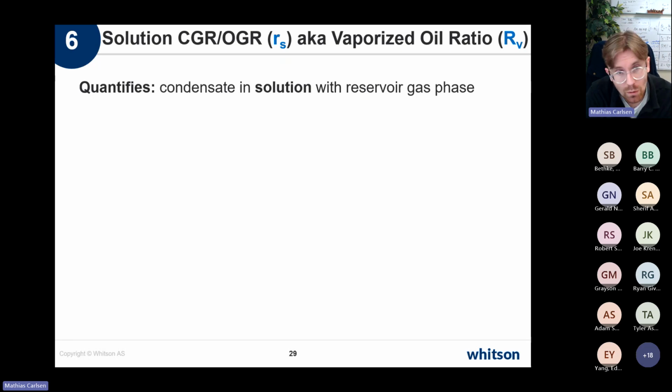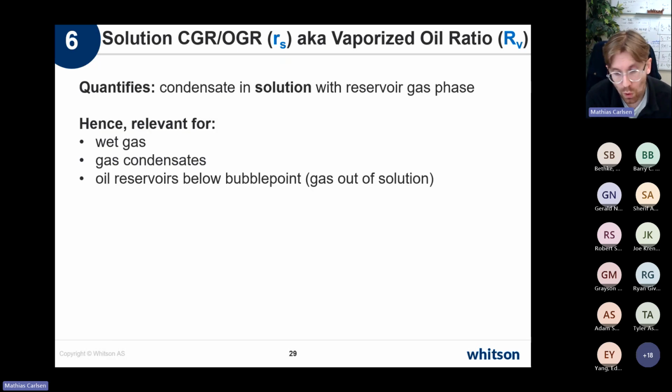And it will actually also be relevant for oil reservoirs. That might not be intuitive for everyone here. The reason is that once the oil goes below the bubble point, gas comes out of solution, and that gas can have a lot of condensate in solution. So it's relevant also for oils, and more relevant for a volatile oil and a near-critical oil, for two reasons. First, there will be a higher RV value, and there will also be more of it, because more gas is coming out of solution.